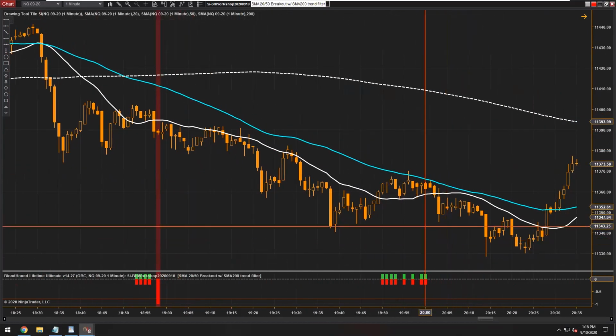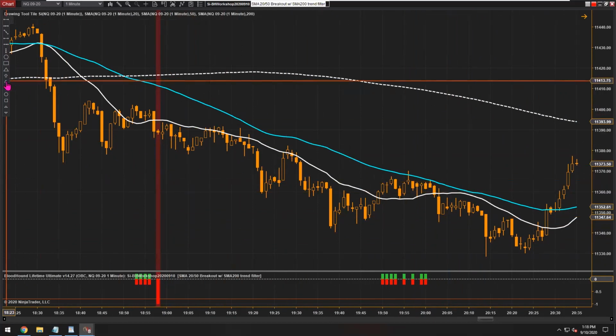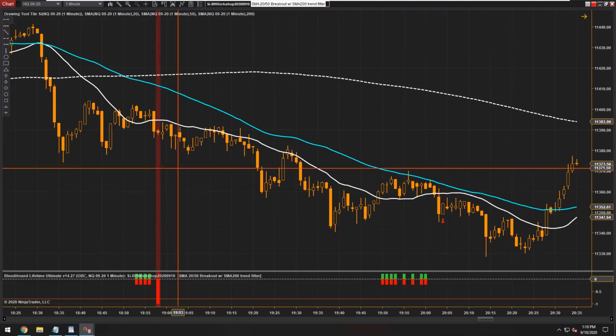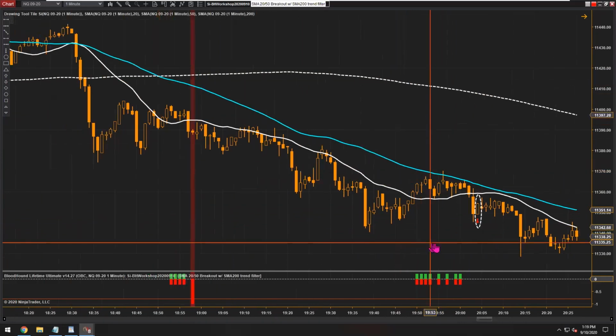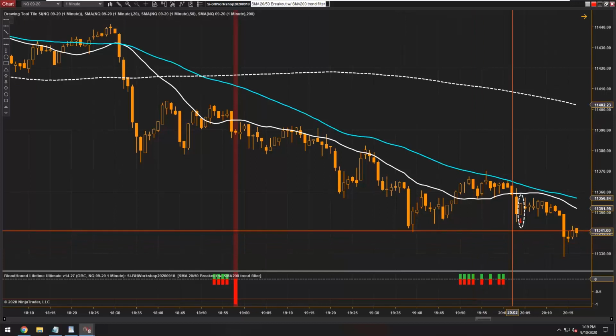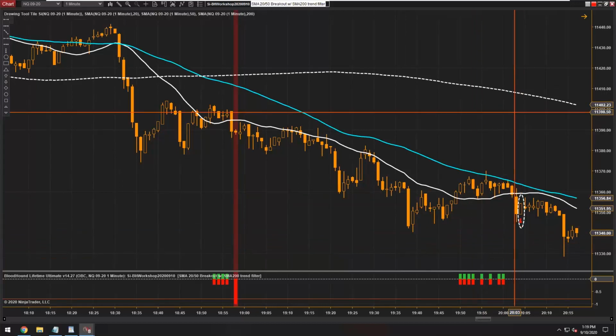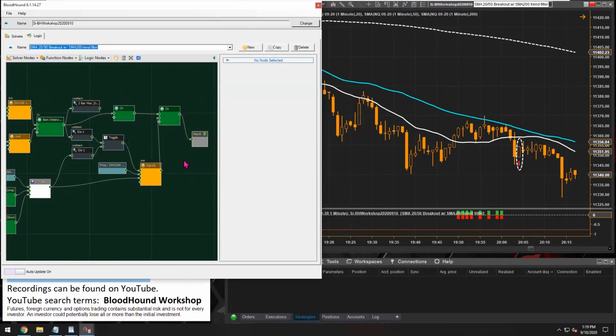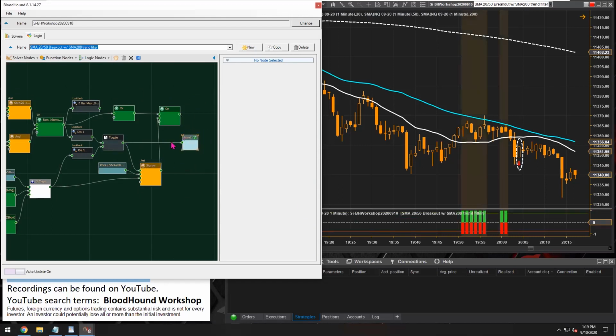Okay, here we go. So we should generate a signal on that bar, I believe. Yes. All right, so we found a missing signal, so let's figure out what happened. Most likely what happened is our toggle node was turned off too soon. Yes, the toggle node's getting turned off too soon.